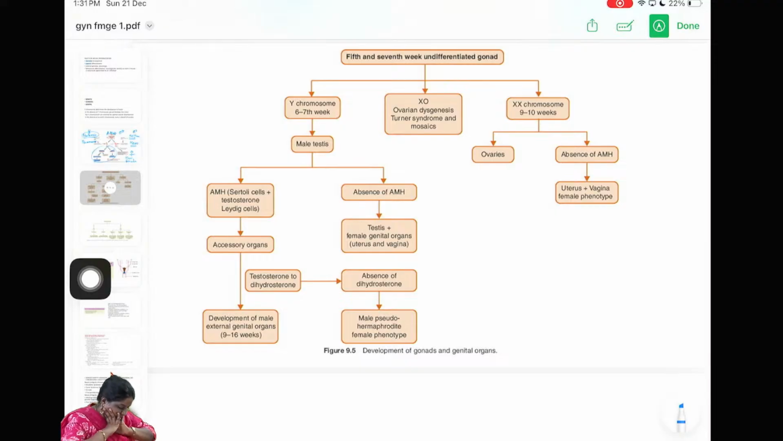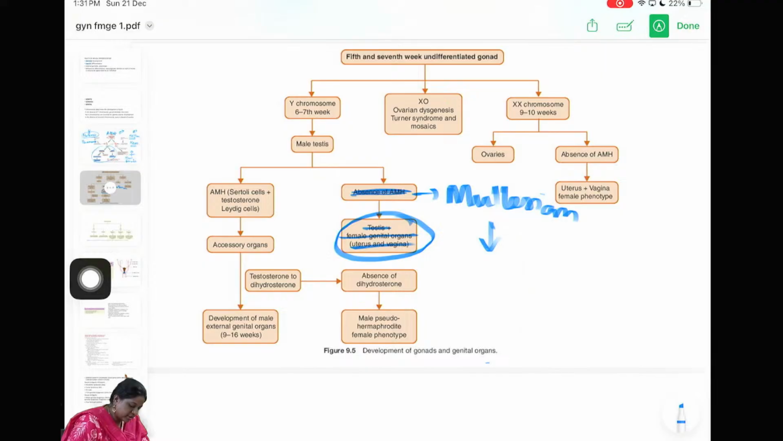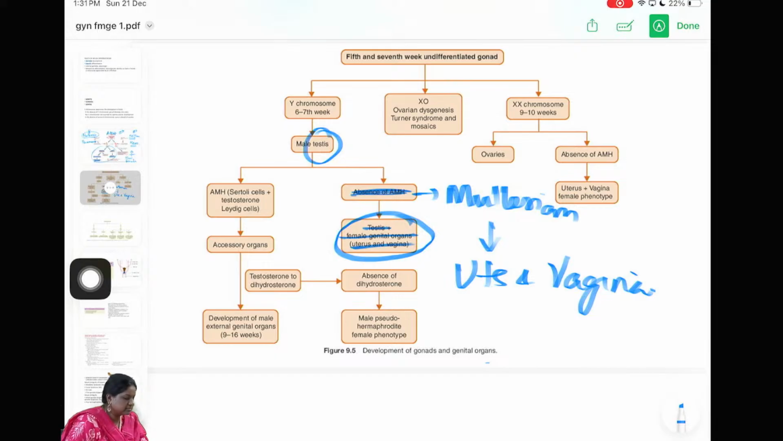So this is what is actually being said here. By the fifth to sixth week, AMH will be produced by the testis. This AMH is going to stop the Mullerian duct from developing. And if there is an absence of AMH, what happens? Female genital organs will also be present. So this is a true hermaphrodite. There is going to be both testis as well as female genital organs, uterus, vagina and everything, because absence of AMH means the Mullerian duct will develop. If the Mullerian duct develops, there is going to be a uterus and vagina, even though testis is present.